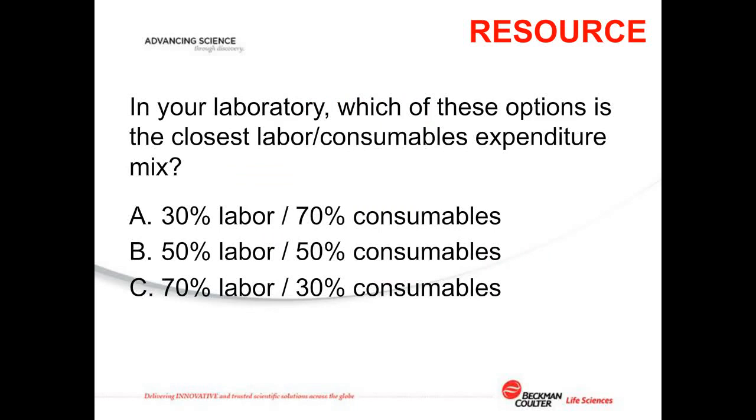So we're going to ask this question. In your laboratory, which of these options is the closest labor consumables expenditure mix? Do you spend more on your staff, on labor, or do you spend more on consumables? So your mix is majority consumables, 50-50, or majority labor.